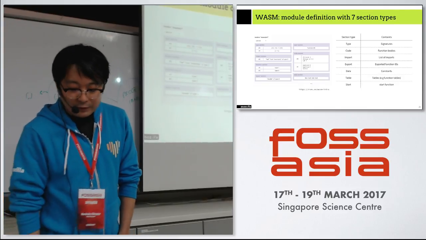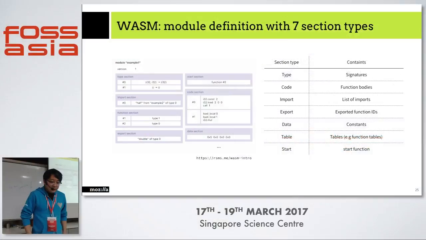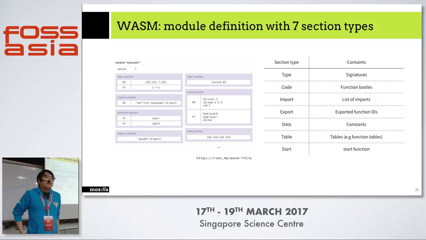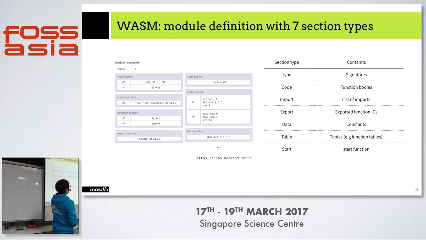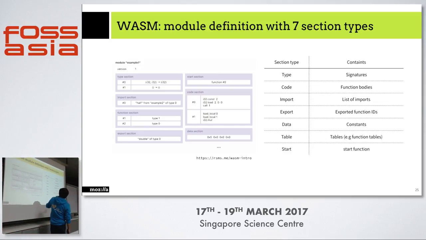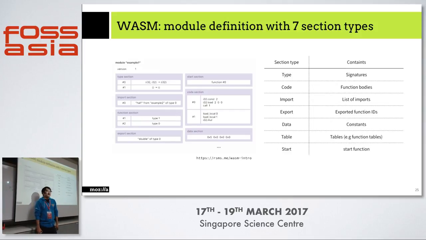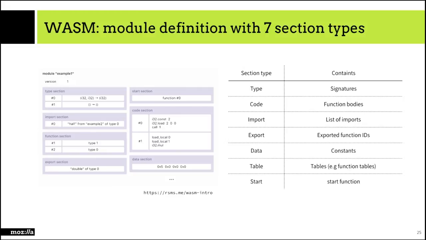So we have 5 minutes. Let me go into a little detail about the WASM specs. As I mentioned, WASM is a module definition. It has 7 sections inside it, listed here, and all of these are optional, not mandatory. So a minimal WASM binary consists of just the magic number and the version number, 8 bytes in total.